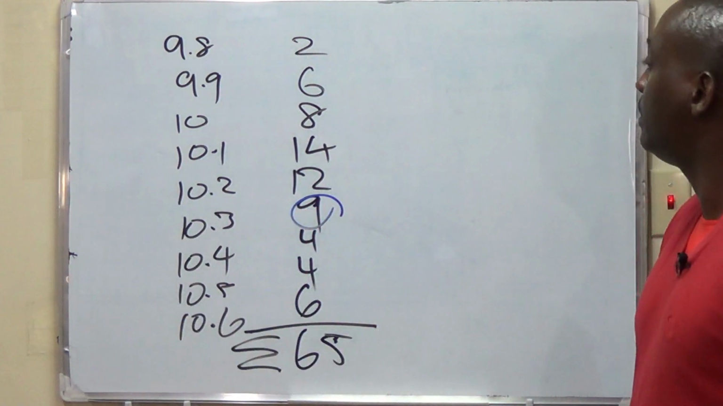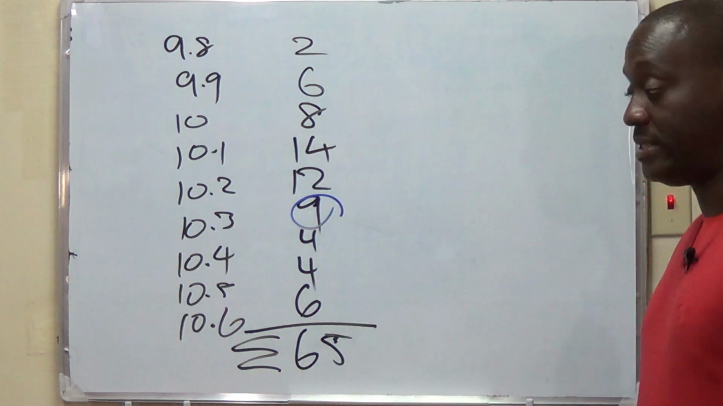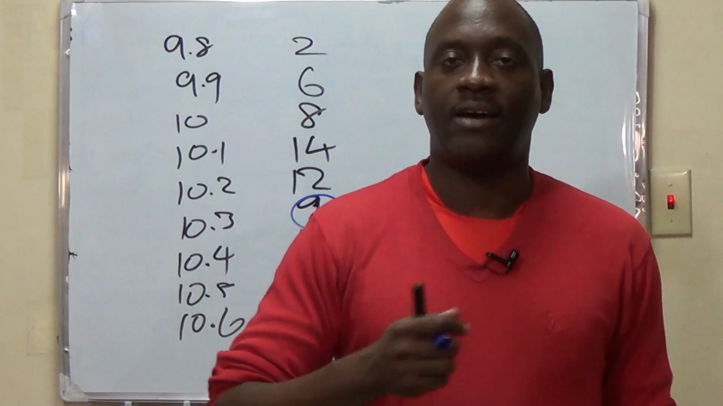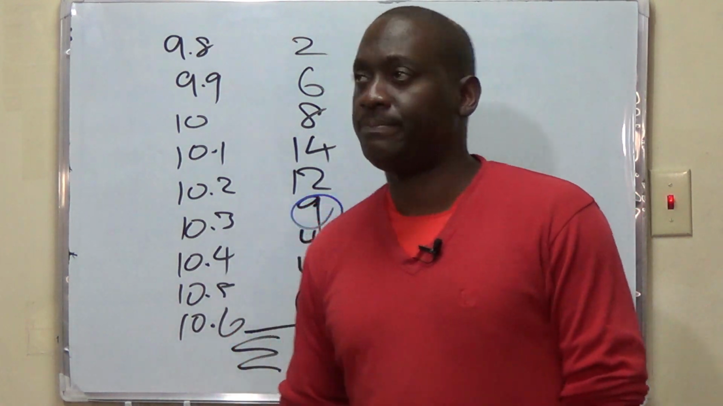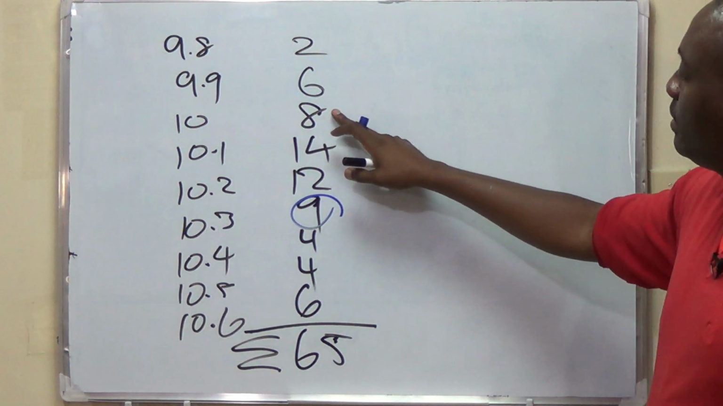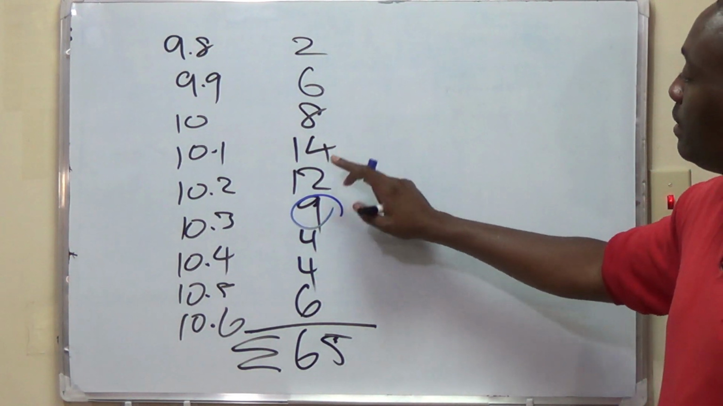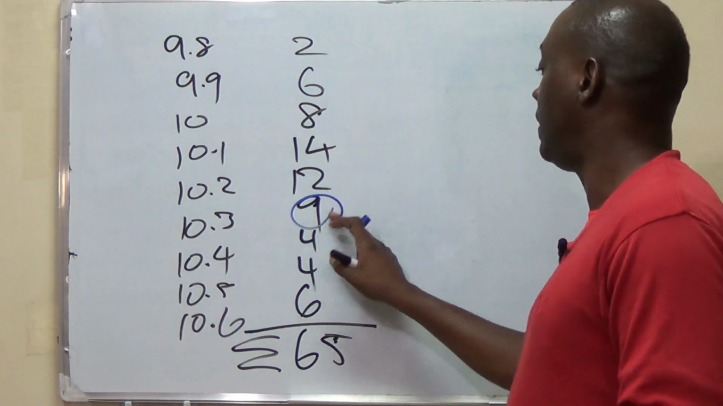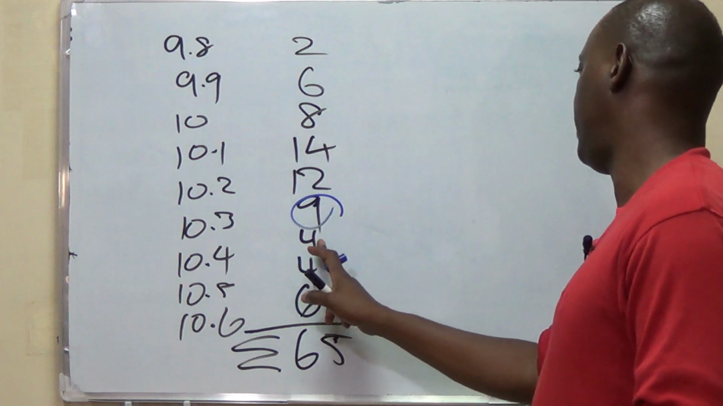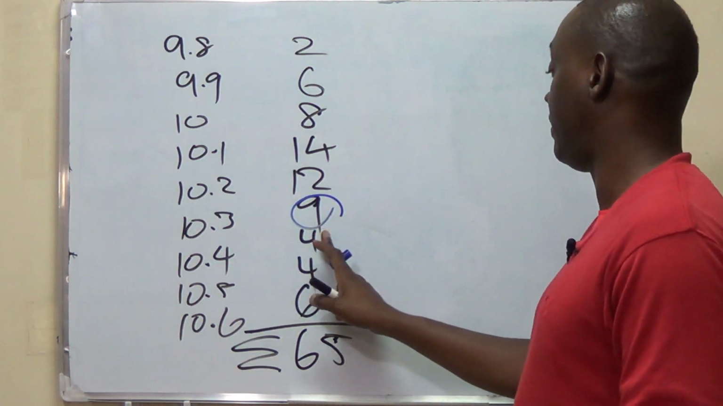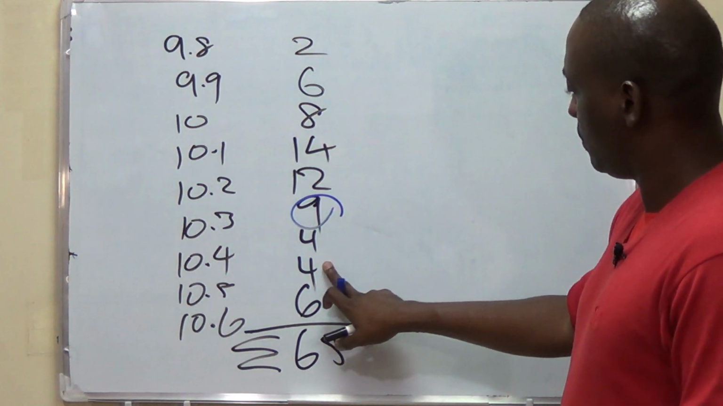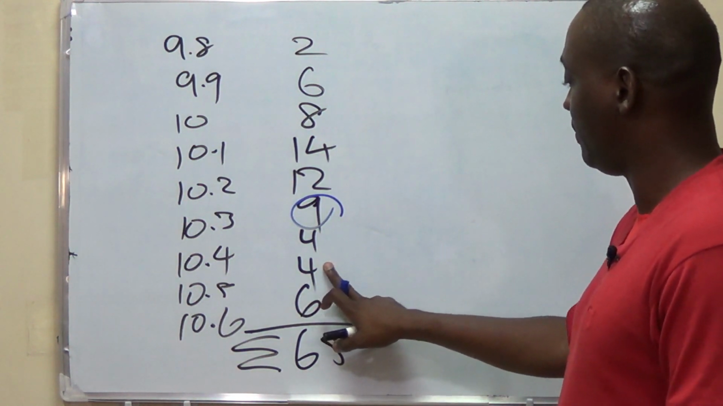So after that, the rest is just simple addition, which you will have to do manually because you don't have the calculator in the multiple choice exam. So 2 and 6 is 8, and 8 is 16, and 14 is 30, and 12 is 42, and 9 is 53, and 4 is 57, sorry. 57 and 4 is 61.